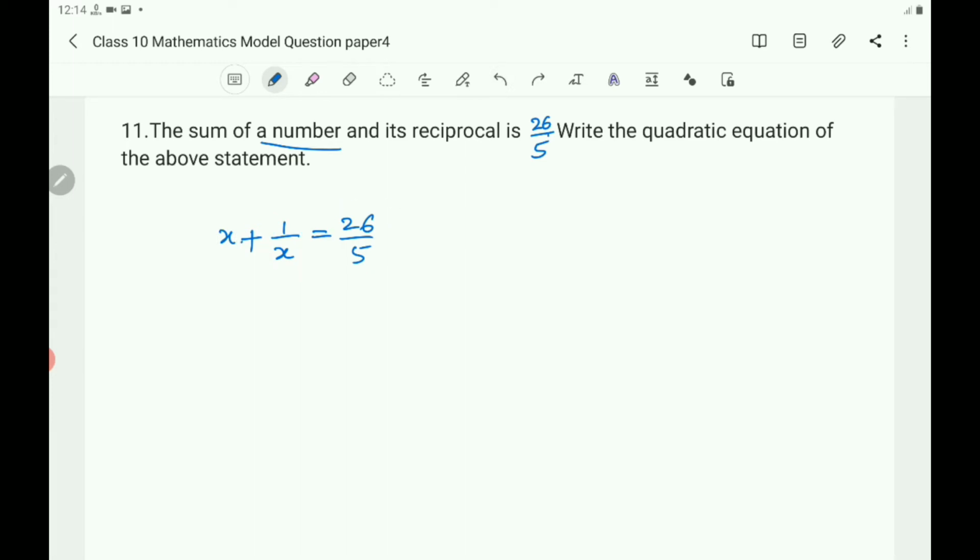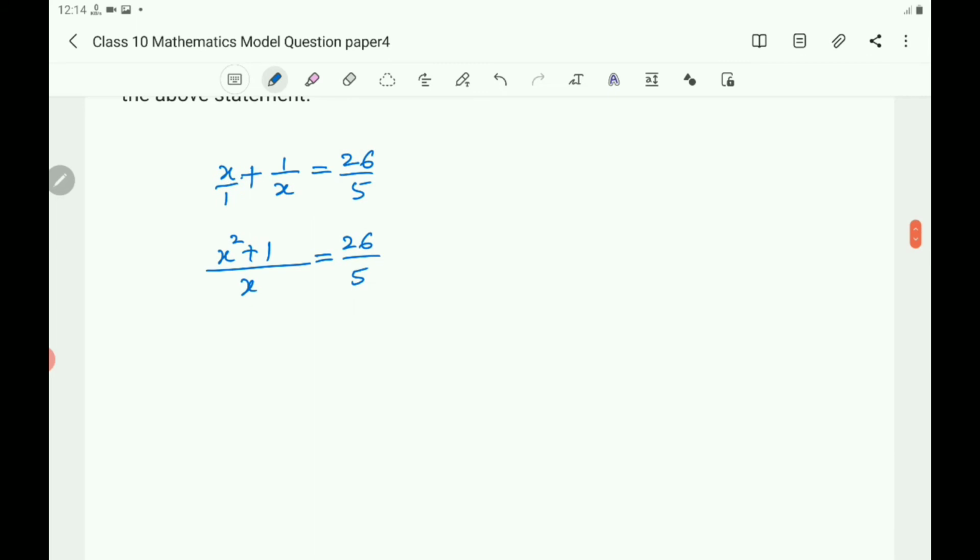Now you take the LCM here. What is the LCM? Here you can consider 1 is there. LCM of 1 and x is x. So the numerator becomes x square plus 1 equals 26 by 5. Then you do the cross multiplication, this into this.